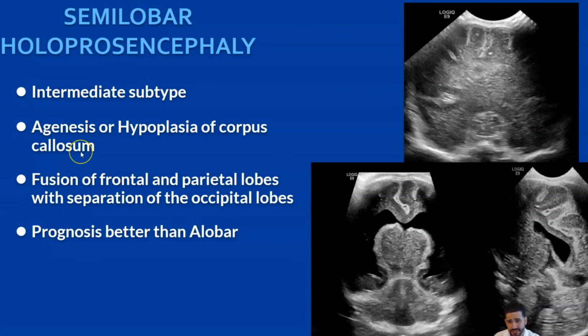You can have agenesis or hypoplasia of the corpus callosum. You have fusion of the frontal and parietal lobes with separation of the occipital lobes. The prognosis is better than alobar. So again, you'll have thalamic fusion, and the midline structures will be fused. You do have a bit of an interhemispheric fissure, not a clearly seen corpus callosum, maybe some there in the splenium and body. All right. And you can see the anterior portion of the brain is completely fused. There's no interhemispheric fissure separating the lobes.